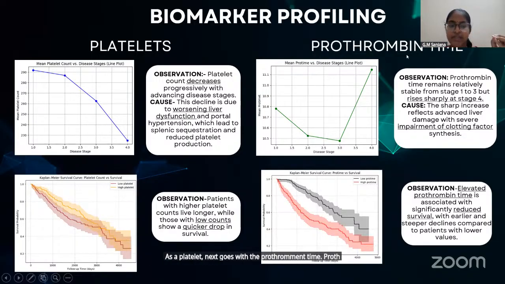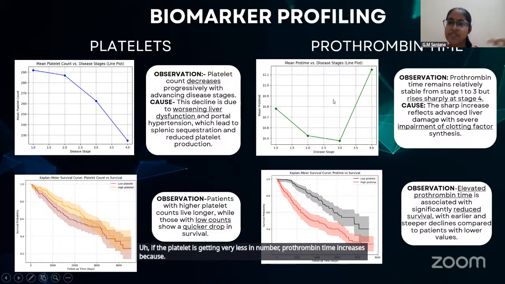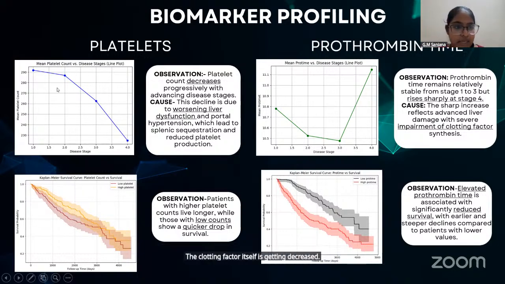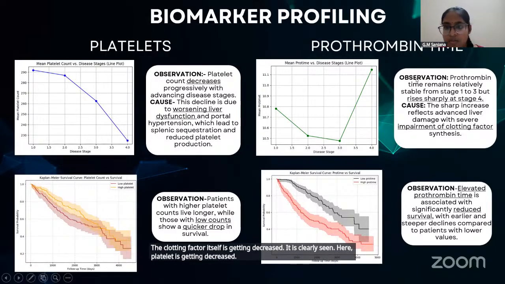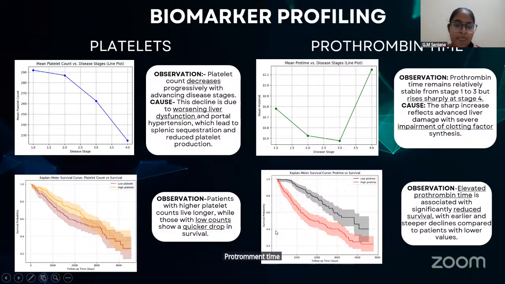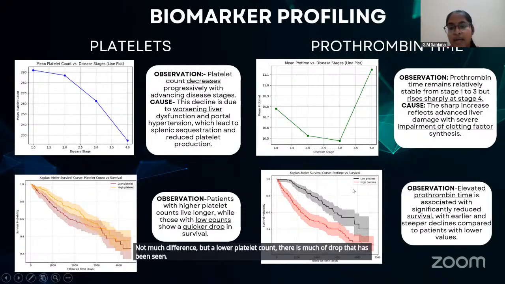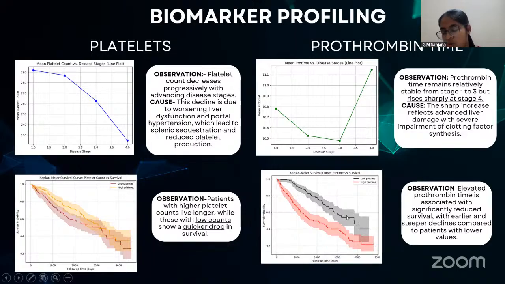Prothrombin time is the clotting factor time. If the platelet count is very low, prothrombin time increases because the clotting factor itself is decreased. It is clearly seen here. Platelet is getting decreased, prothrombin time is getting increased, and vice versa, shown with the survivability graph. Not much difference, but with a lower platelet count there is a drop seen. And with prothrombin time, there is a lot of drop, a very steep drop, showing less survivability.